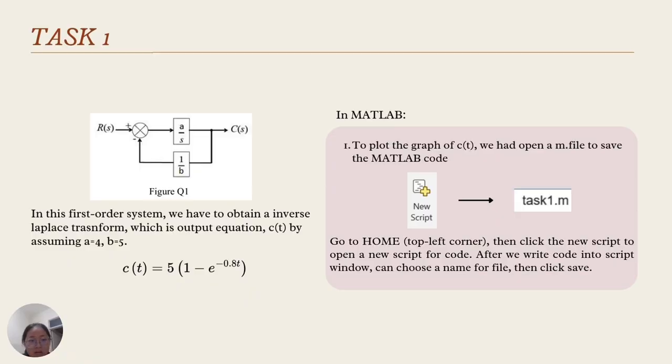My name is Ling. So today I want to explain about Task 1. In this first order system, we have to obtain the inverse Laplace transform, which is our equation c(t), assuming that A equals 4 and B equals 5, like this equation below.